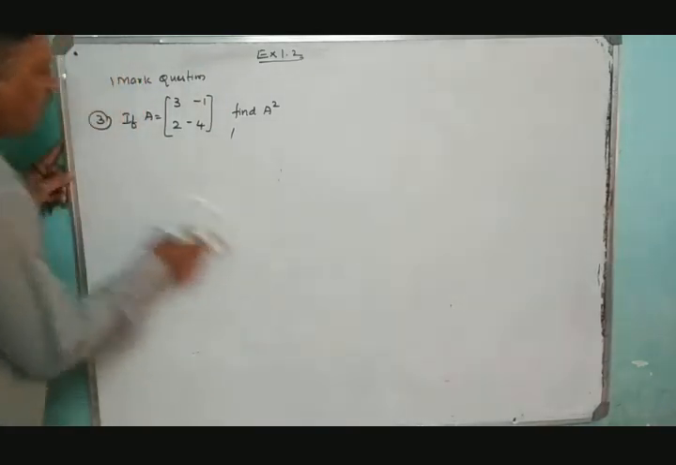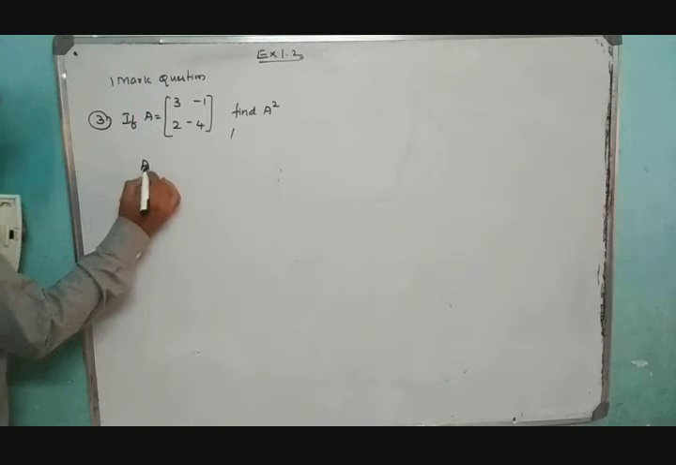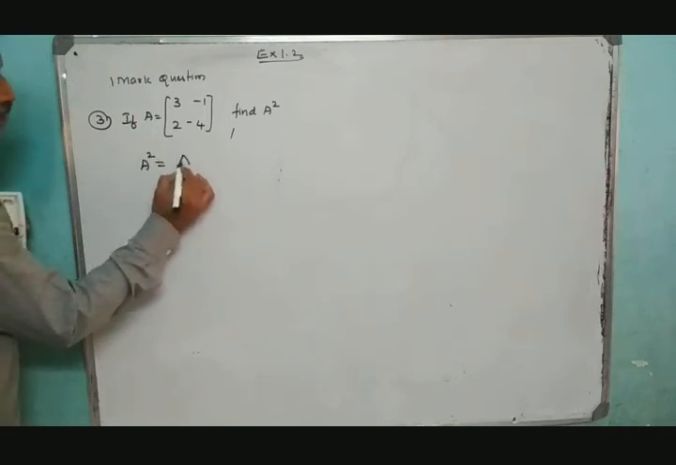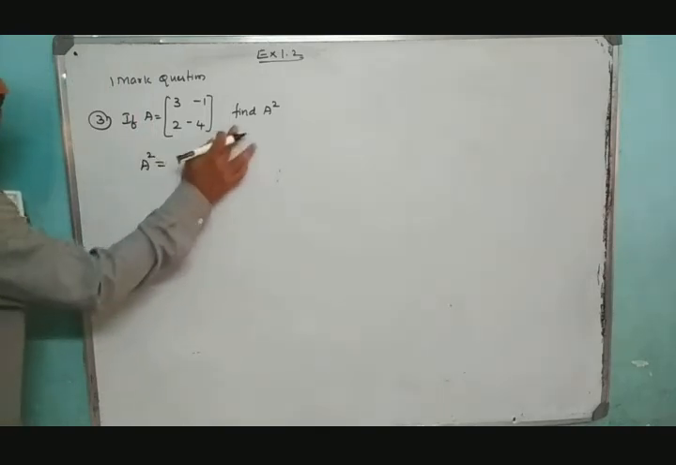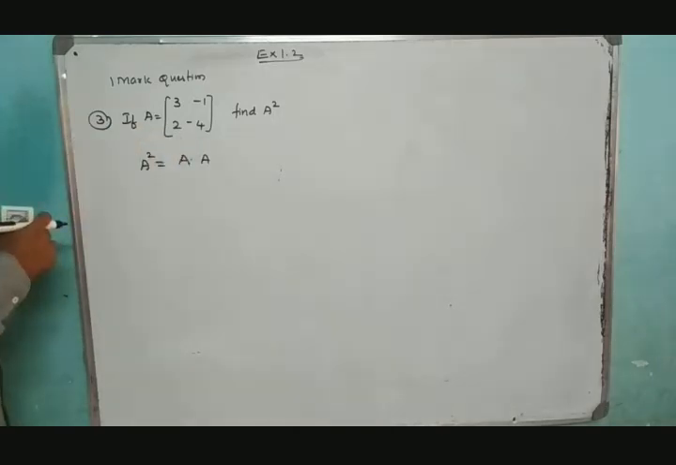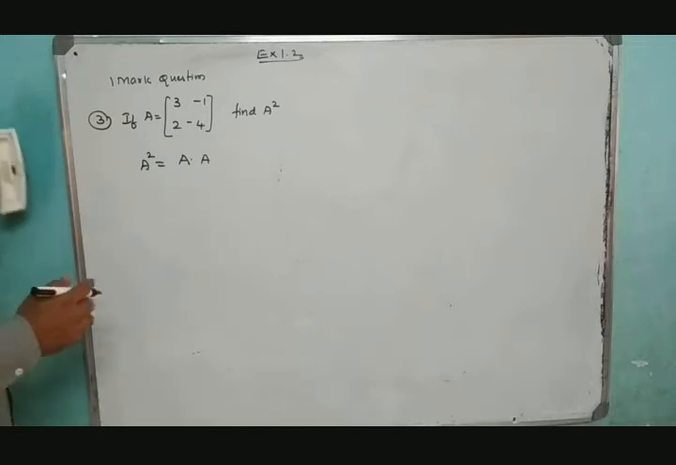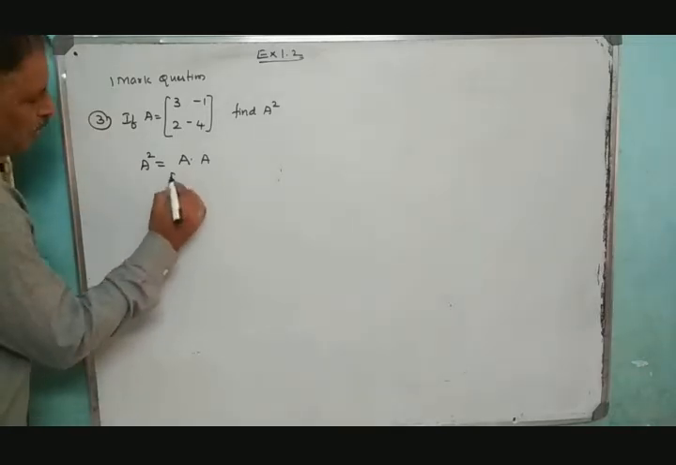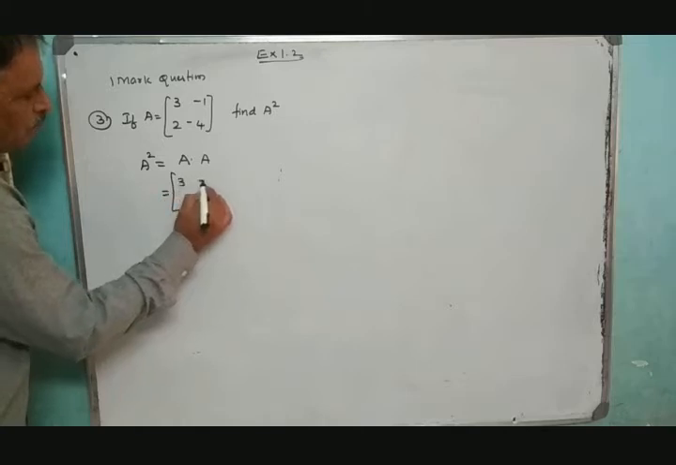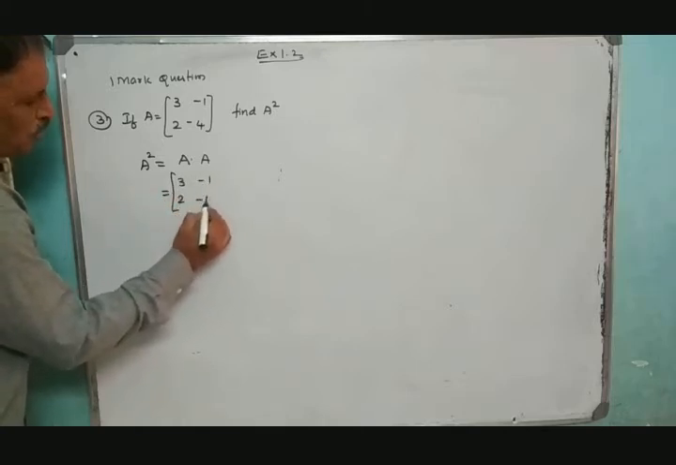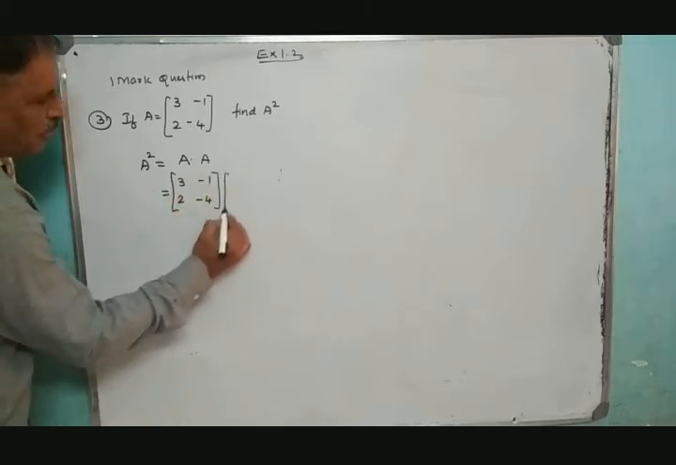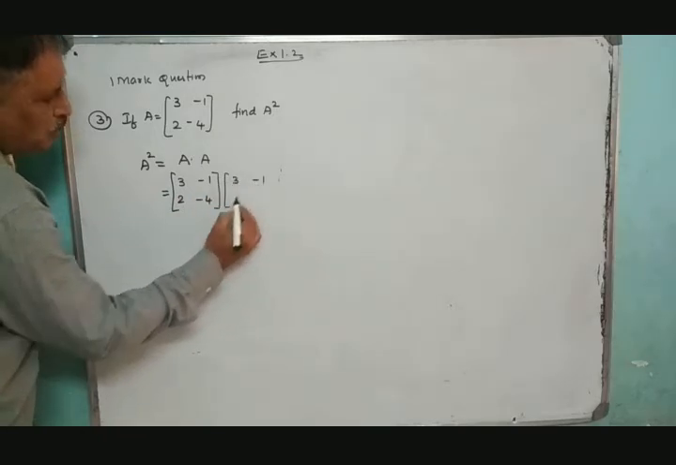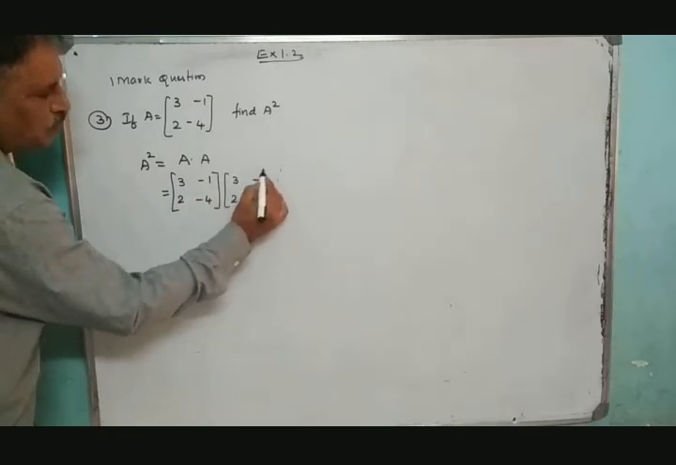So, A square is the multiplication of matrix A into A. 2 square is nothing but 2 into 2. x square is nothing but x into x. Similarly, A square is nothing but A into A. So, first matrix A: [3, -1; 2, -4]. One more matrix: [3, -1; 2, -4].